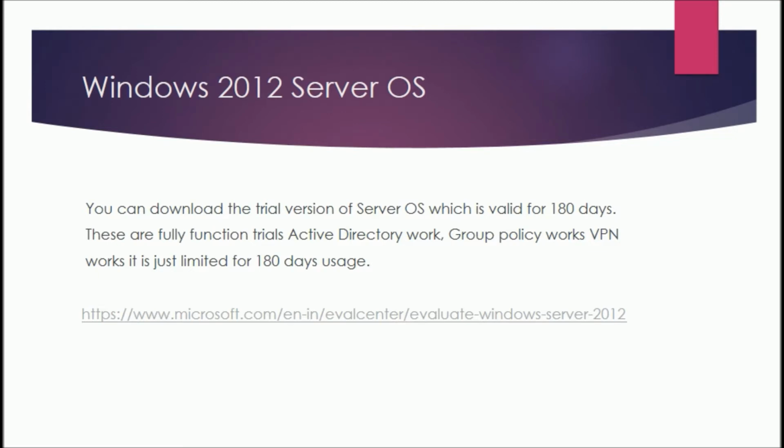The nice part with Microsoft is they do provide a 180-day trial of the Windows Server 2012 operating system. These are fully functional trials. Active Directory works, Group Policy works, VPN works. It's just limited to 180 days of usage. I will also leave the link below so you can download the server operating system from the official website, and I'm also going to show you how this works. So this is the link, so let's click into it.